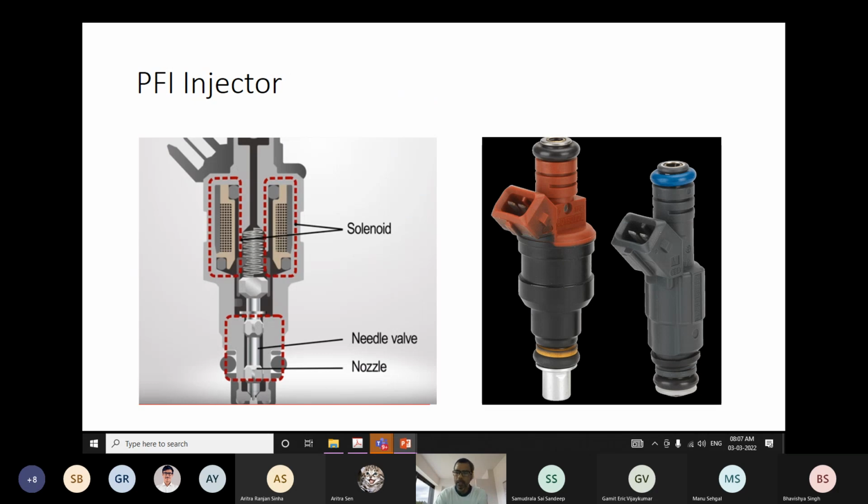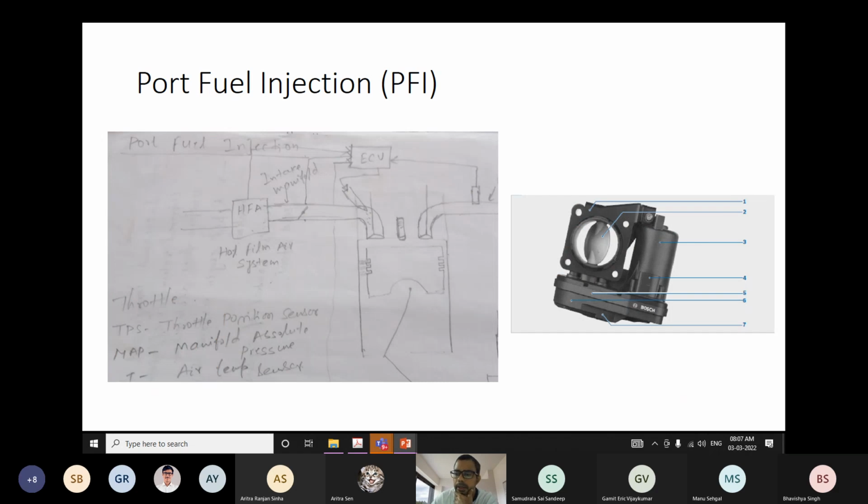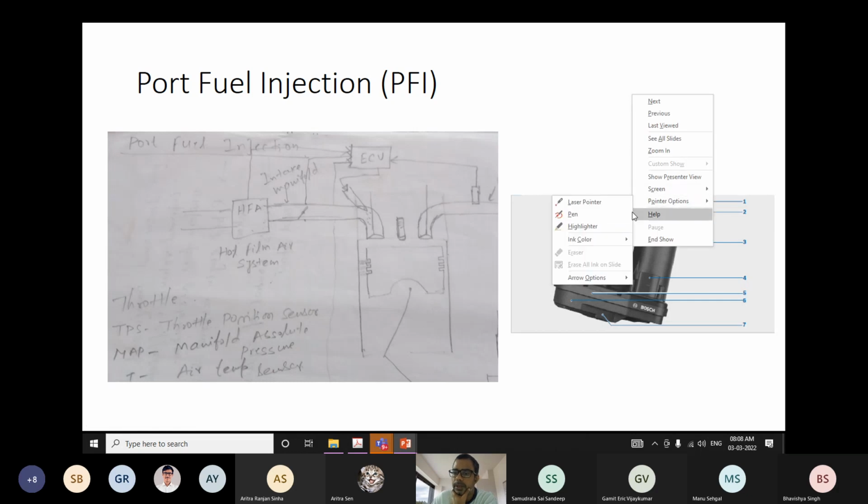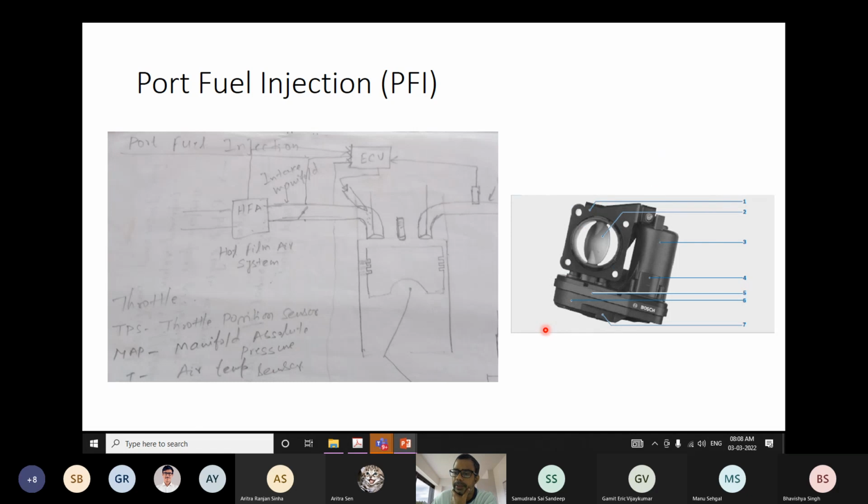Now let us look at this part. What you can see here is your electronic throttle. Another name for the electronic throttle is the drive-by-wire mechanism. So this is your throttle part. This is the throttle plate that is going to open and close depending upon the accelerator position.